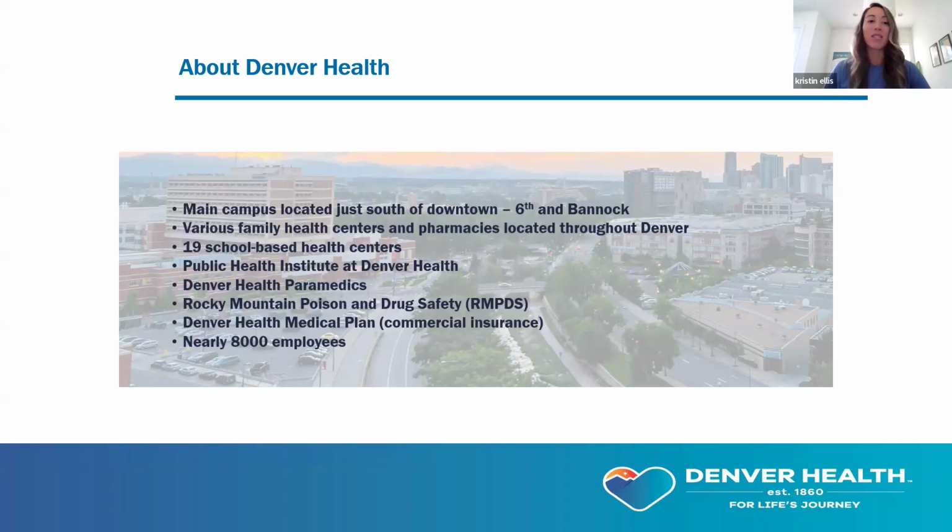So I mentioned we're a pretty robust system, but we are located just south of downtown near 6th and Bannock. We not only have a hospital campus, but we also have various family health centers and pharmacies strategically positioned around Denver. So, thinking about placemaking and those social determinants of health, our family health centers are strategically placed in certain neighborhoods based on socioeconomic status and places where care and services might be a little more sparse. We also have 19 school-based health centers within Denver. We also have our Public Health Institute, the Denver Health Paramedics, our Rocky Mountain Poison and Drug Safety Group. And we also have commercial insurance, and again, around 8,000 employees. So hopefully that gives you a little bit of a sense of where we're coming from and what we're doing and how this all fits into who we are in the community. And you can go ahead and hit the next slide.